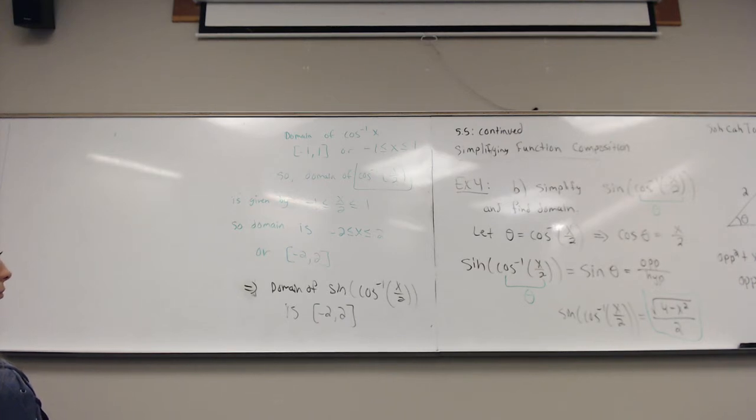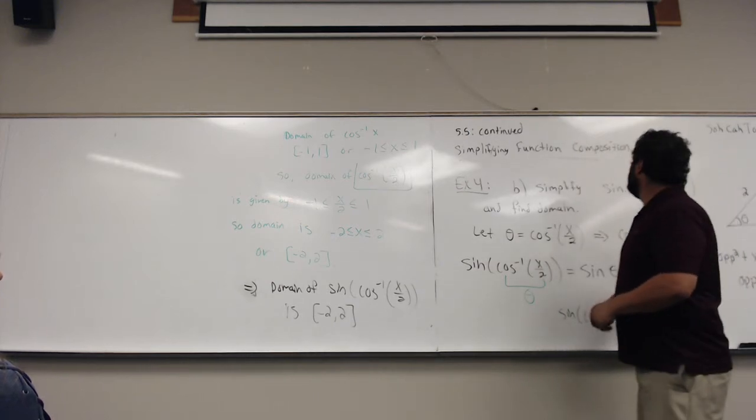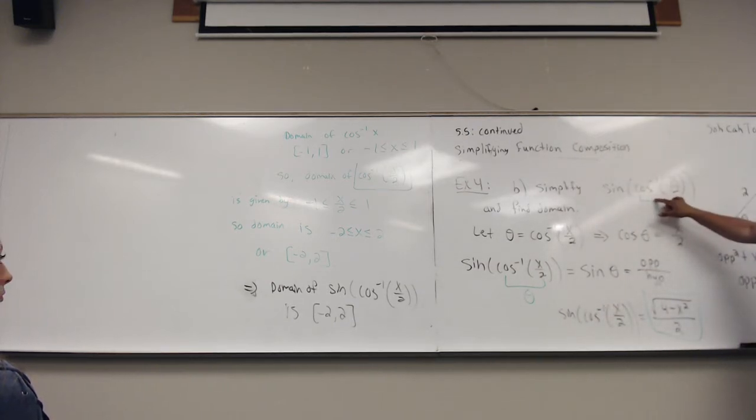But if I'm nice and I throw sine or cosine on the outside, okay, the domain of the function is the same as the domain of what's on the inside, the cosine inverse of x over 2. Okay.